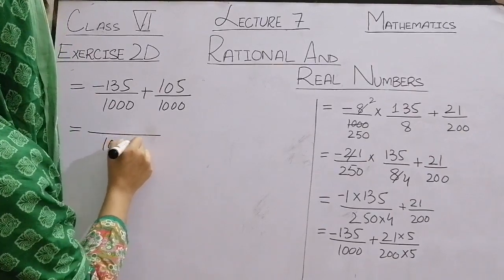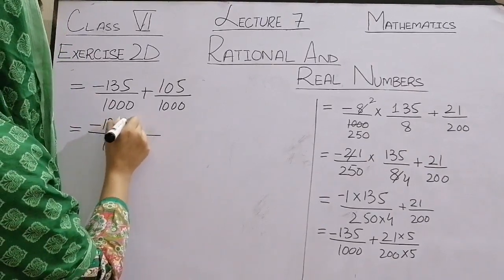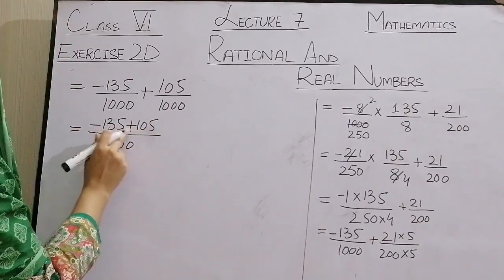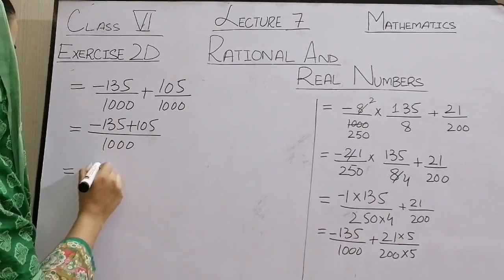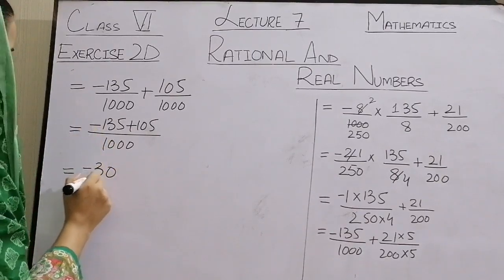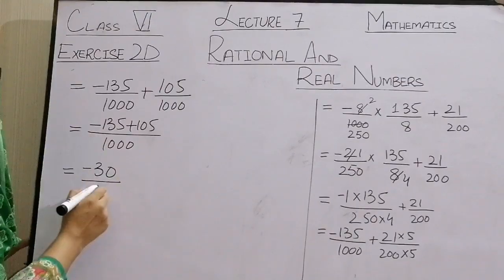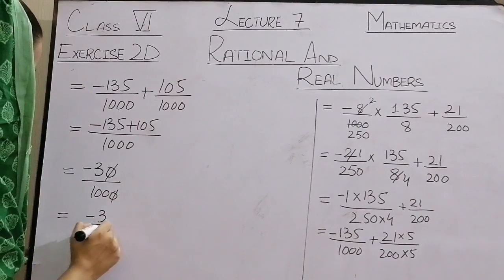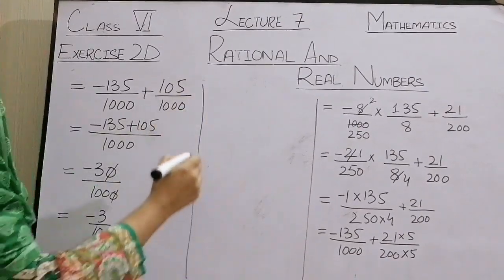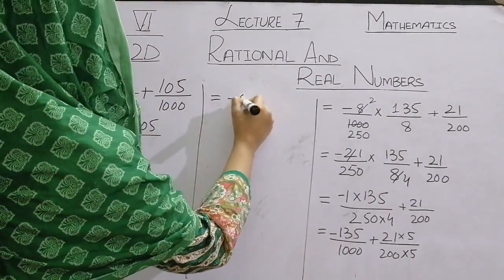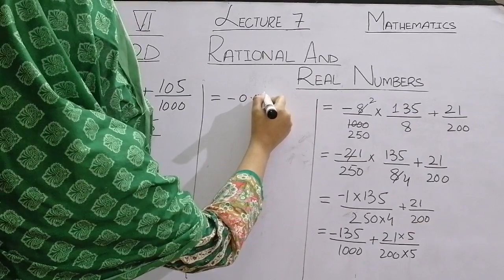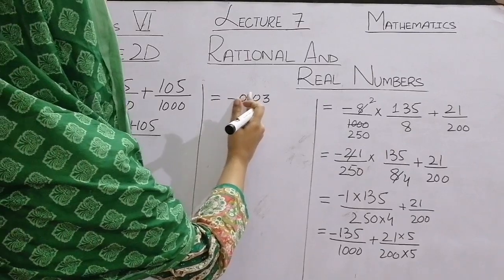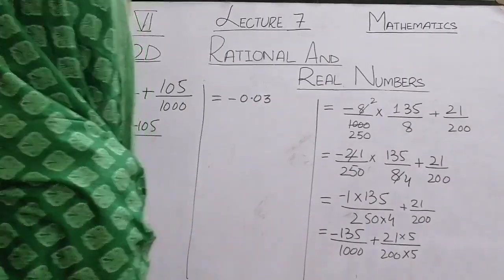Since there is a plus sign in between these fractions, we are making the denominator same. Combine the denominator. Minus 135 plus 105. Both of these have different signs, so we are going to subtract them. We are left with 30 with a negative sign because 135 is the bigger number, it has negative sign with it. Cancel the 0. Minus 3 over 100 is equal to minus 0.03. Two zeros in the denominator mean that we have to write two numbers after the decimal.